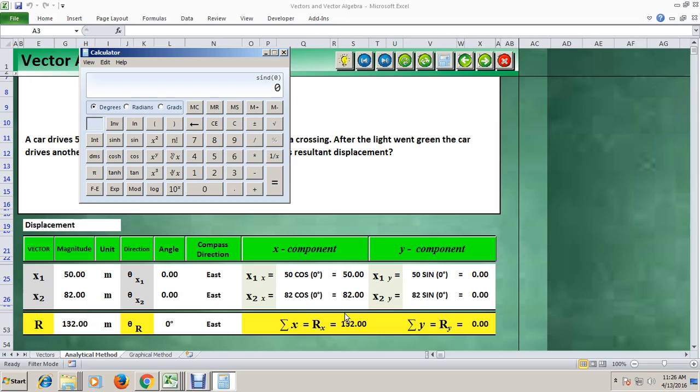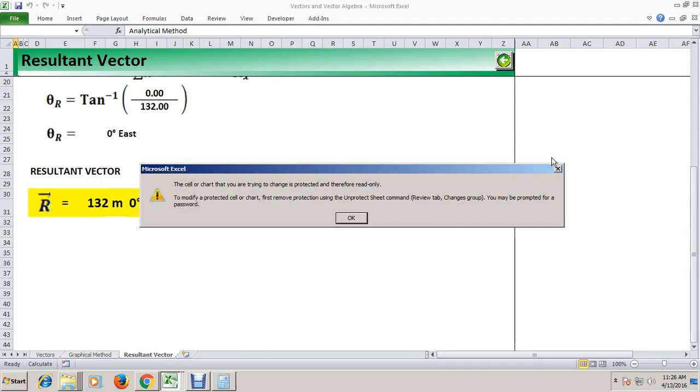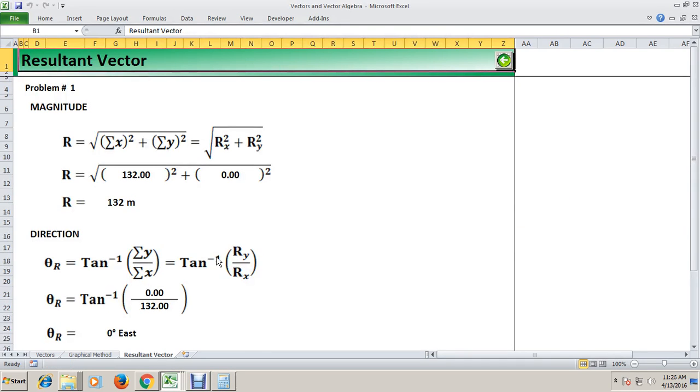Employing the solution to right triangles using Pythagorean theorem to compute for the resultant vector. Let's try to see the computation. This is your Pythagorean theorem. The magnitude of the resultant vector is computed using the square root of the sum of x squared plus the sum of y squared, or the square of the component of the resultant vector in x plus the square of the component of the resultant vector in y. That is 132 squared and 0 squared, which gives you 132 as the magnitude of the resultant vector.